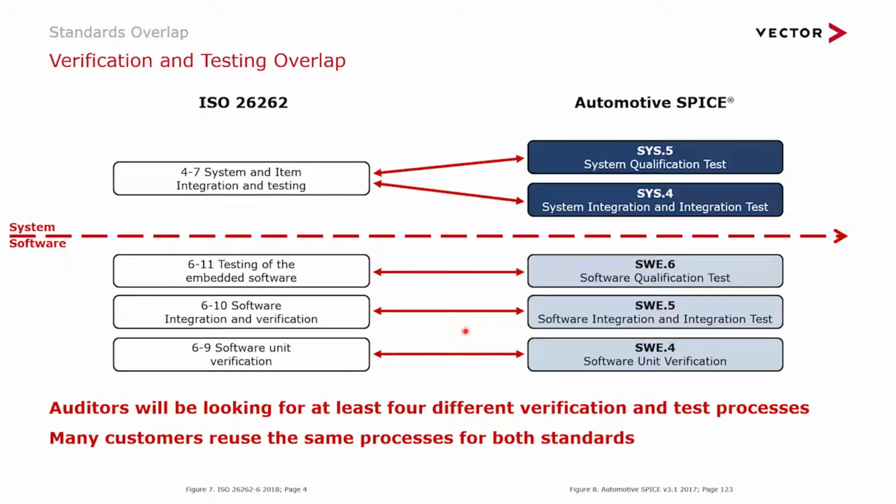So auditors are definitely going to be looking to see if your processes are set up to do these 4 activities. And then what I see when I work with customers is many customers reuse their same processes because they're so similar here, and they can satisfy both standards. So they can just set up and run one process, but they can support both standards. Okay, so that's the area of overlap that I wanted to pull out for today and of importance.